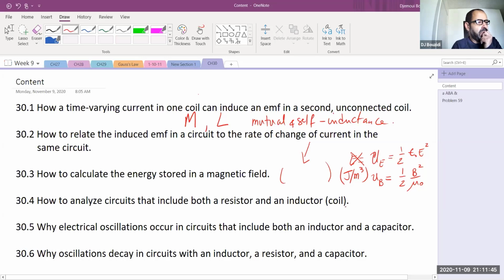And we're going to talk about how to analyze circuits. We're going to do 3 circuits, though most likely we will not be able to do it all today. We're going to do an RL circuit, an RC circuit, and an RLC circuit. Basically, a resistor and inductor, a resistor and capacitor, an inductor and capacitor. So we're going to do an RL, an LC, and an RLC together.